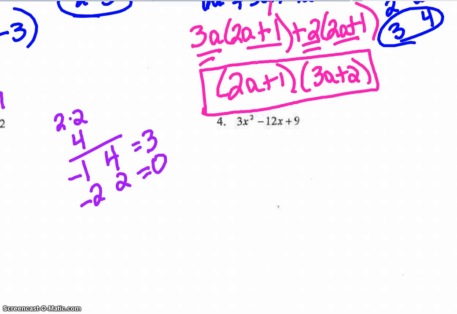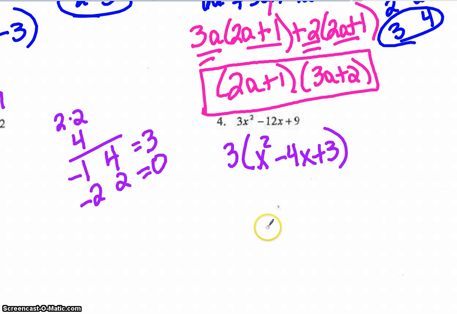So we'll go to number 4. We have a 3, we have a 12, and we have a 9. So these will all divide by 3. And it leaves you x squared minus 4x plus 3. It makes it so much easier for you to factor if you've done that, because now you don't have a number in front of x squared.